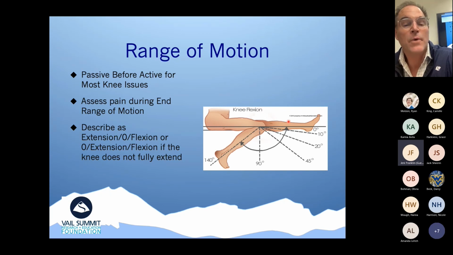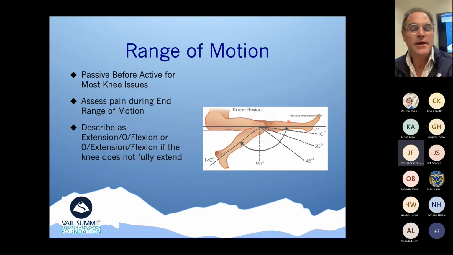There's no one right way or wrong way to do it, but you need to know both what their active range of motion is and their passive range of motion. For me, it's just easier to put them through a passive range of motion about the knee because I can tell where pain is and symmetry to the other side. And if I can't get them passively, they're not going to be able to get it actively any further.